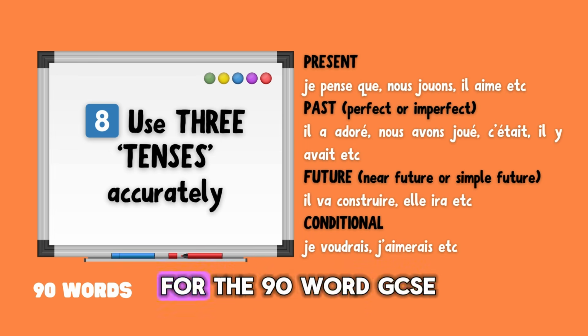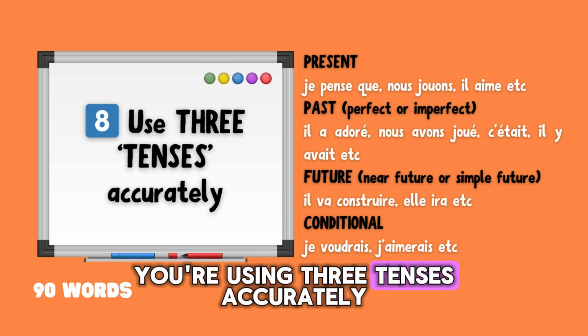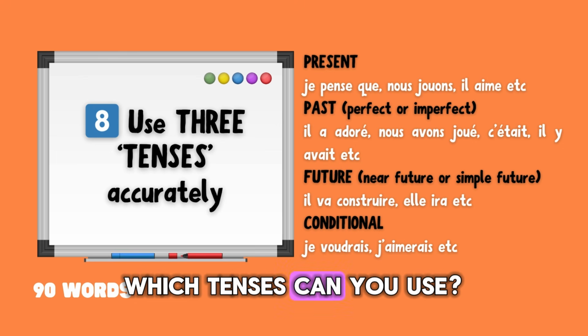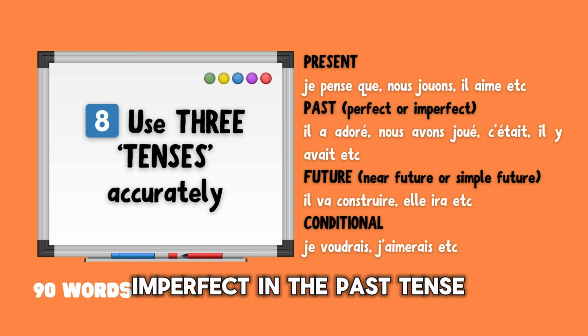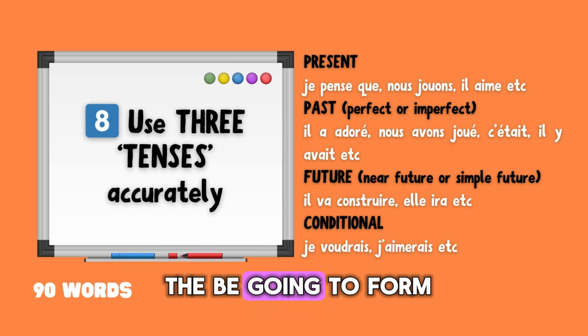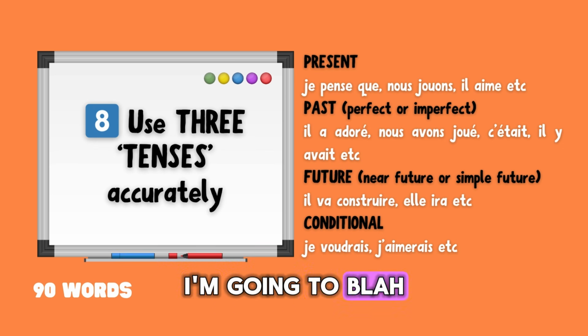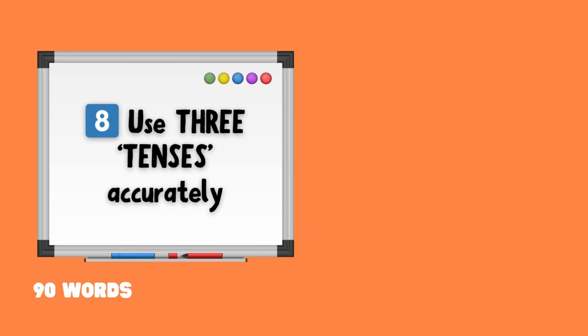And my final point for the 90 word GCSE French writing is to ensure that you're using 3 tenses accurately. Which tenses can you use? Well, you can use the present tense, the perfect or the imperfect in the past tense, some examples here. The future tenses, so the be going to form, I'm going to blah blah blah, to go blah blah blah. The will form, or the conditional, the would form.